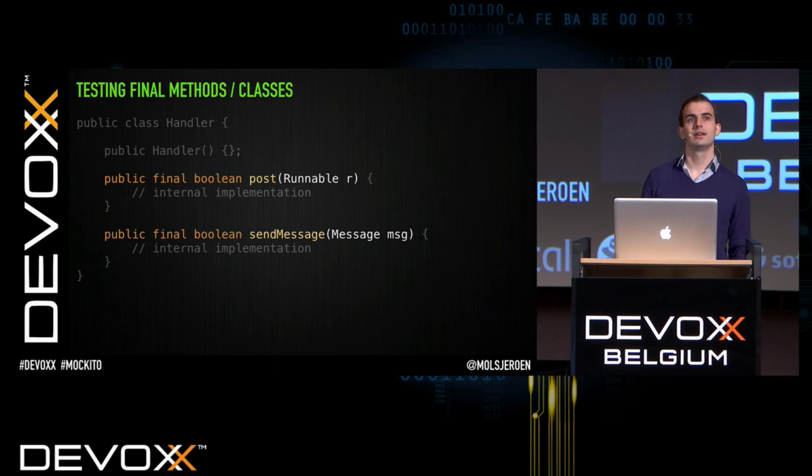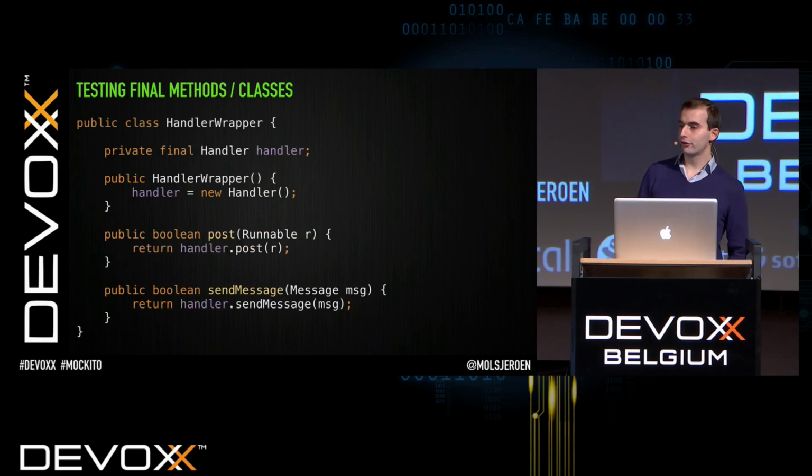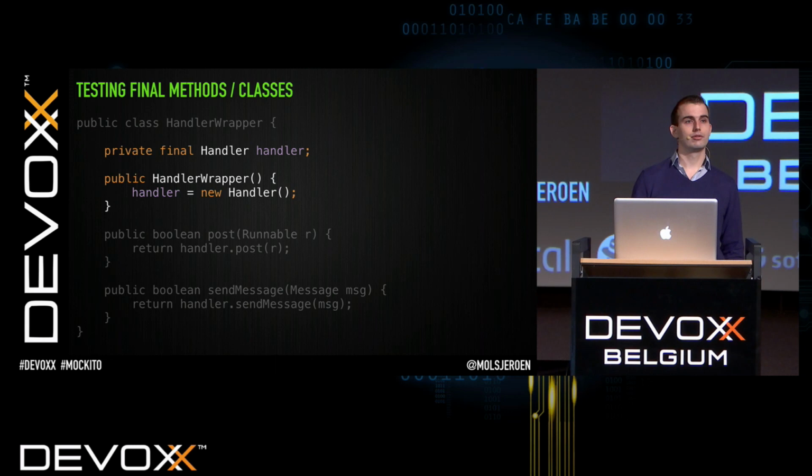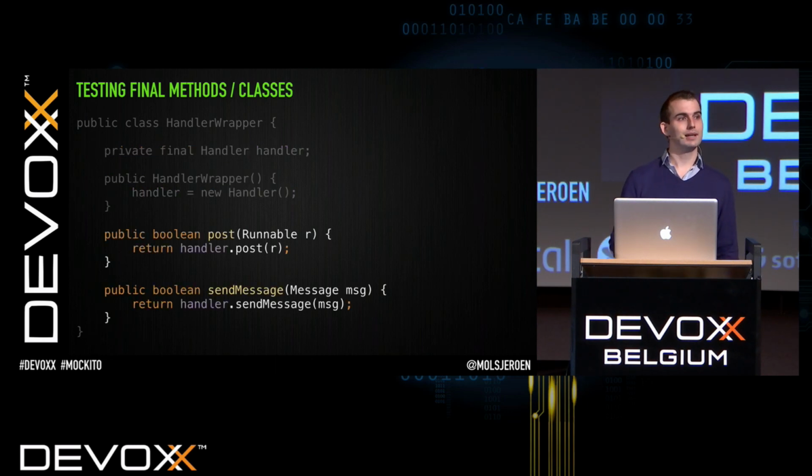Now, if you cannot do that, you still have two options. First option is to create a wrapper class. So we create a handler wrapper, and in its constructor, the first thing you do is initialize the object you want to wrap. So you initialize a new handler there, you keep track of it, and then you implement exactly the same methods, but you just remove the final modifiers. So this one also has a post and a send message method, but there's no final modifier there. So this would be an approach to still work around that issue.